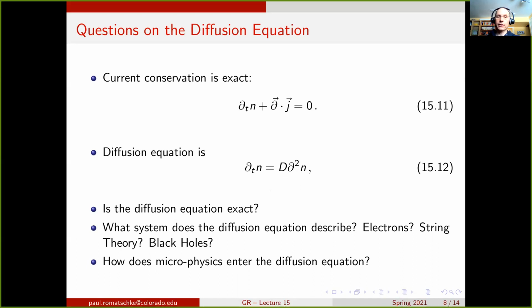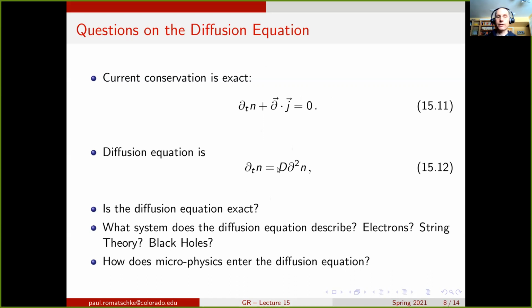And that is good because, as I said, the full dynamics is given by this equation here, where J can be a very, very complicated function of n. And the diffusion equation simplifies this down to an equation that is just a simple partial differential equation. So this is very easy to solve. The dynamics for the charge density from this equation would be very, very hard to solve. So the fact that we did this approximation makes the problem actually tractable.